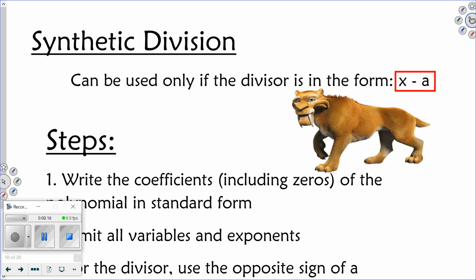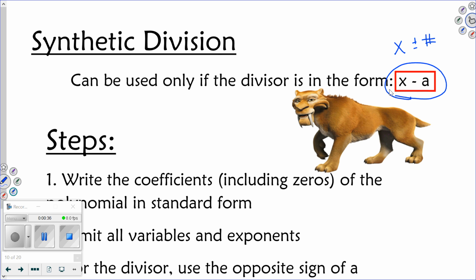Okay, so the biggest thing that limits us is we can only use this if the divisor, what we're dividing by, is in this form, meaning it's like x, it could be a plus or a minus, it doesn't matter, and then some number. So that has to be the form.